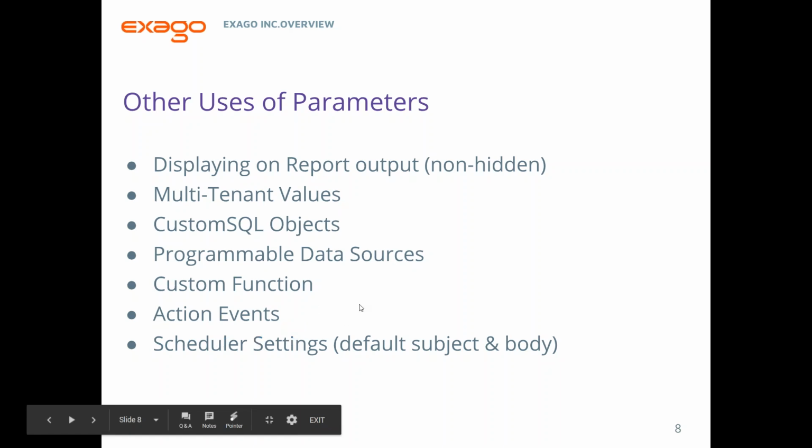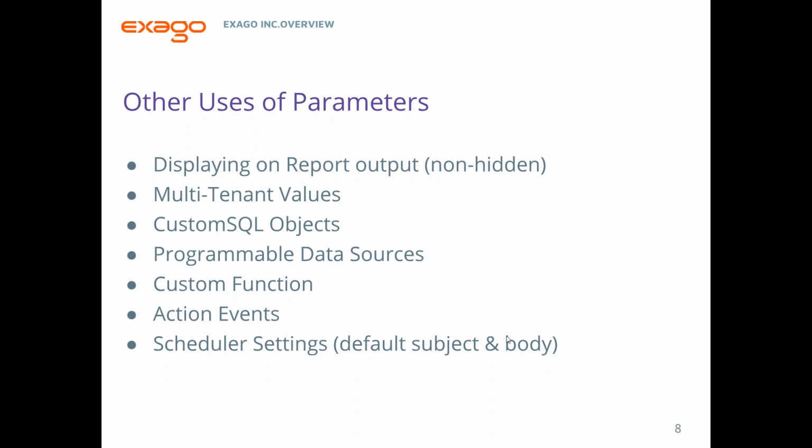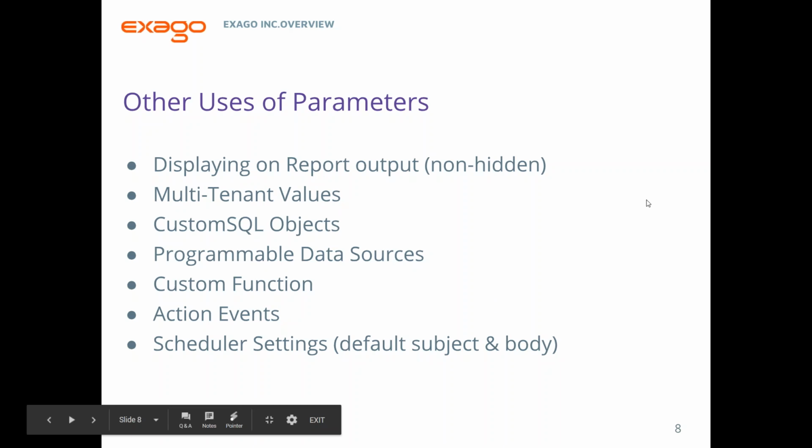So in the admin console, you can set the default subject and body of a scheduled report. And within that default, you can place parameters. Those will be filled in for the user. So if you wanted to have your default scheduler subject say something like, your report is ready and sent to you by, and the user, you could have a non-hidden parameter that provides the user's name, and it would appear there as well.